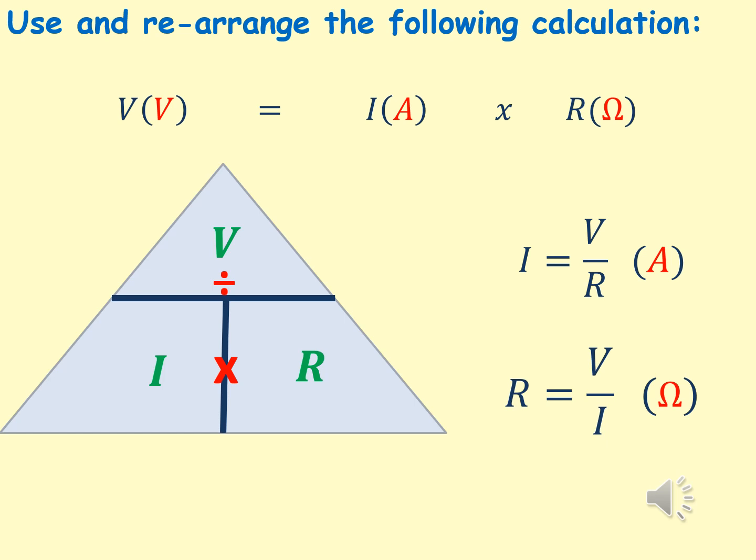So the easiest way to rearrange a formula like this is to use the triangle system, where you can put I, R and V into your triangle to show that I is equal to V over R, R is equal to V over I, and V is equal to I times R. It's really important that you try and remember this equation for those questions in the exam.